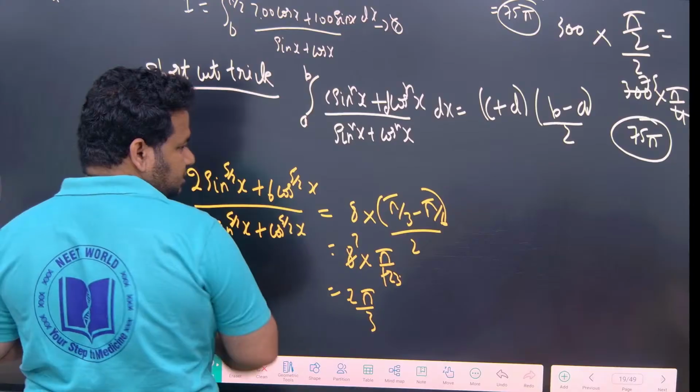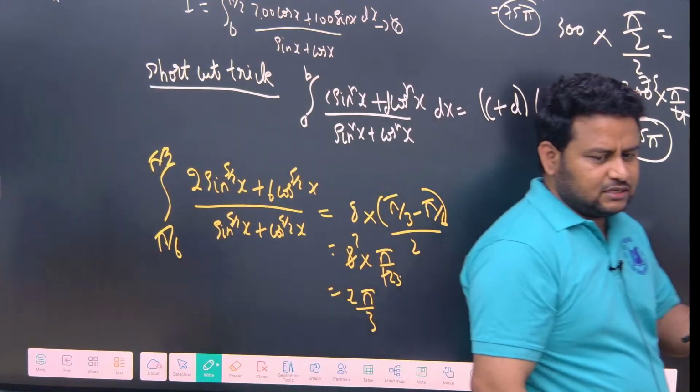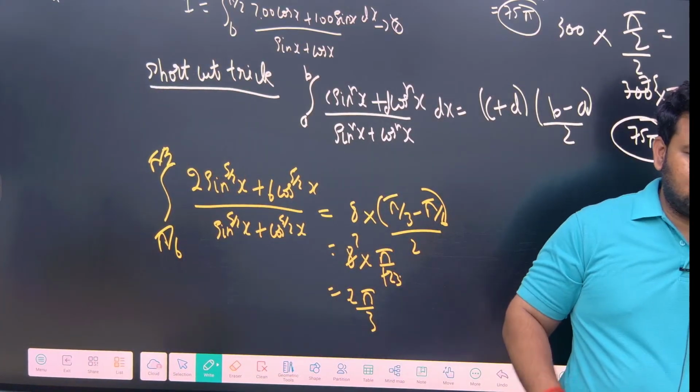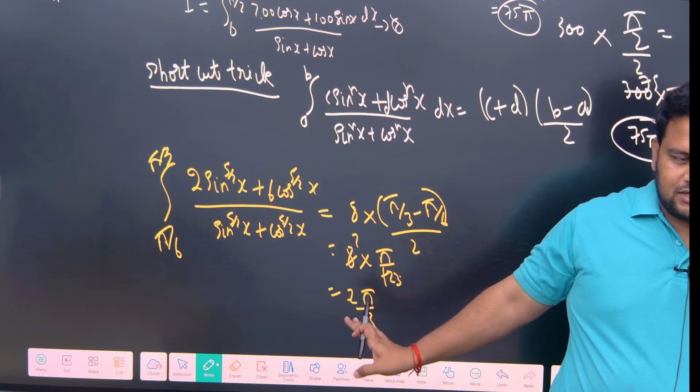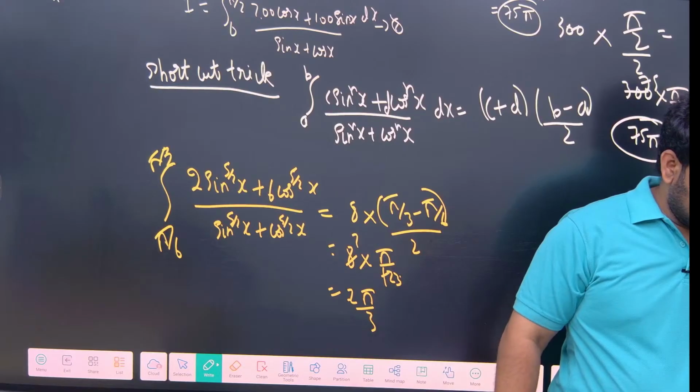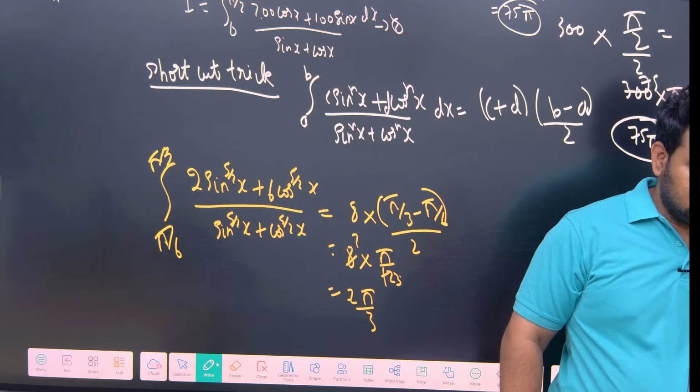See, this is 30, this is 60. If you add pi by 6 plus pi by 3, so if you add a plus b, that should be equal to pi by 2. Then you can apply this rule. Okay, this is one of the examples I told you. Now let us take some more shortcut tricks on King's rule.